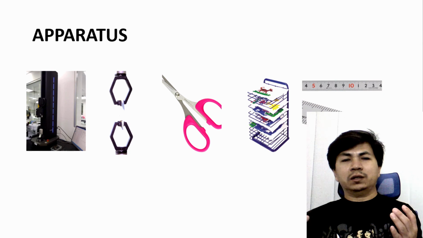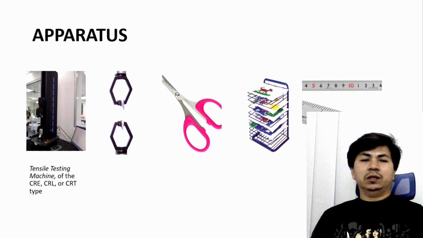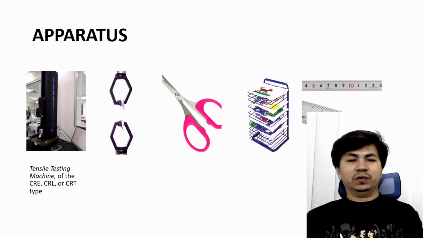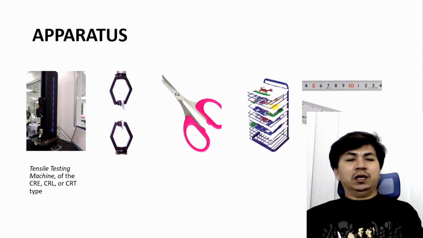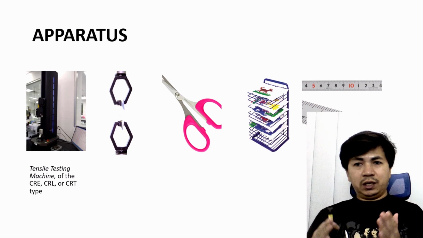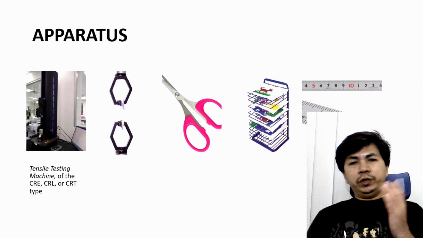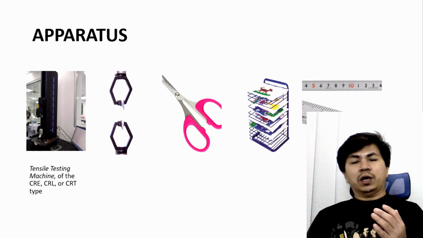Now, what type of machinery is required for conducting this test? First, the tensile testing machine, a universal testing machine. There are three types of testing machine: CRE, CRL, and CRT. CRE means constant rate of extension, CRL means constant rate of load, and CRT means constant rate of traverse. In general, we use the CRE machine for conducting this test.